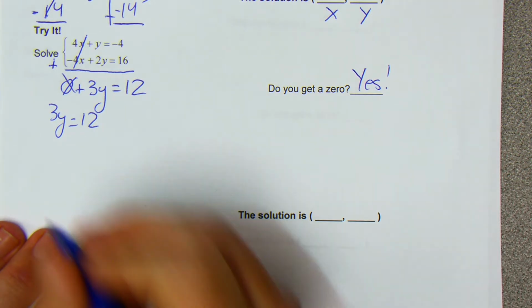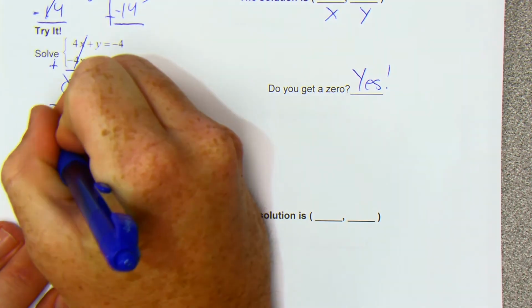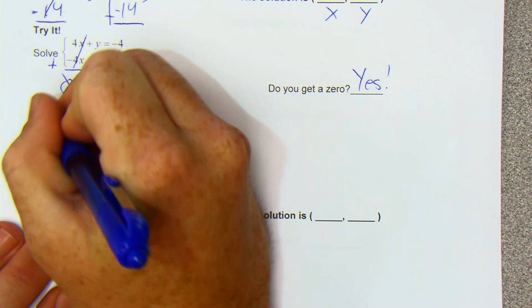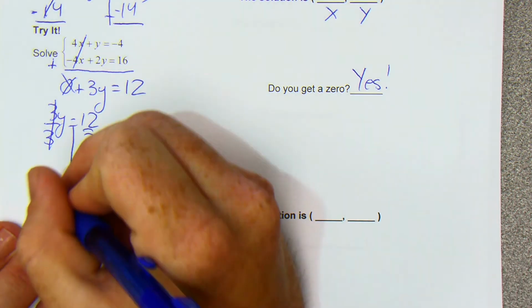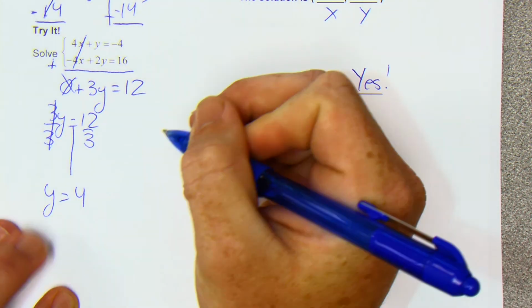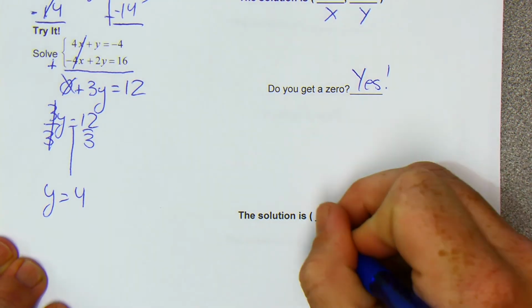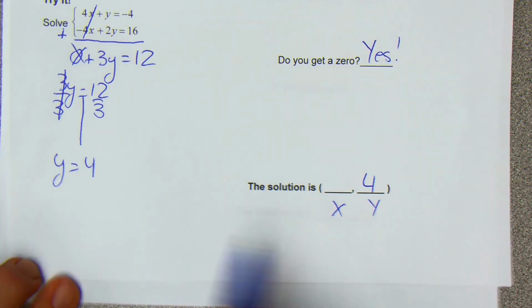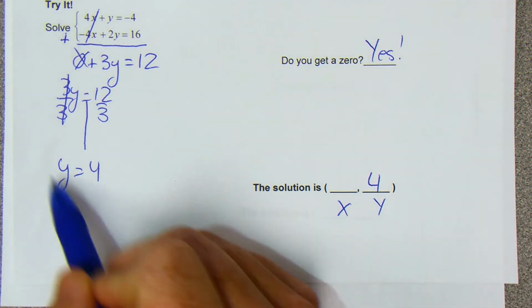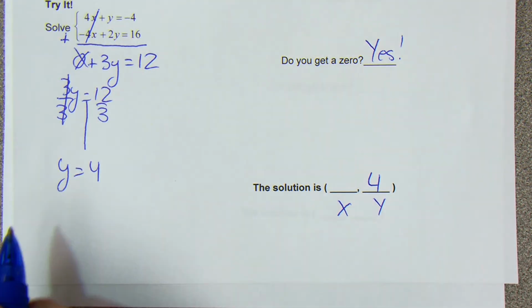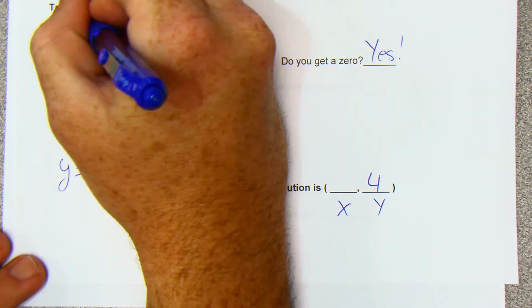We're going to solve for y now because that's what's available to us. I divide both sides by 3 because that 3 is multiplying my y. They cancel out, and I get y equals 4. So I know that 4 is my y value. Now for my x value, we're going to plug that back into my original equation. To find x, we're going to use this equation down here.